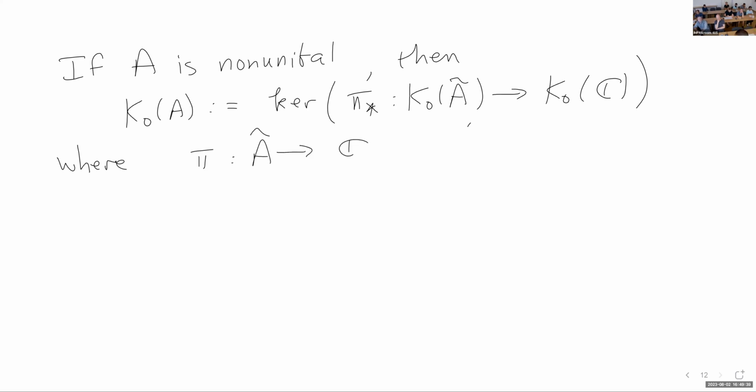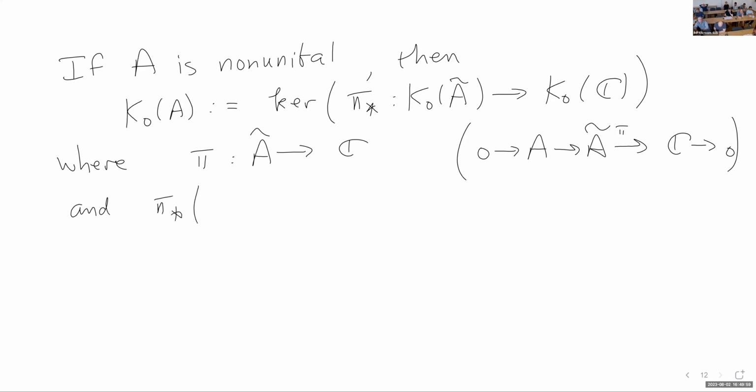So I have this short exact sequence 0, A, A tilde, C, 0, with pi, and pi star is just the map it induces. Okay, so a general element in this K0 group is a difference of projections.